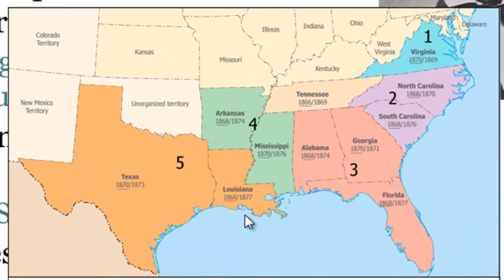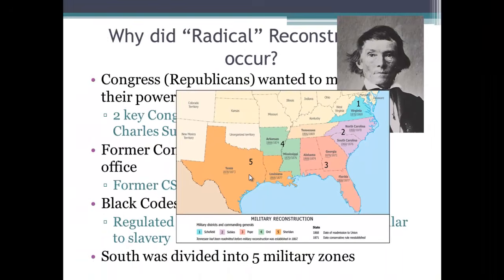An important part of radical Reconstruction is that the South is divided into 5 different military zones. You see 1, 2, 3, 4, 5 here. Each one would be headed by a Union general, and this lasted for several years, as we will see.